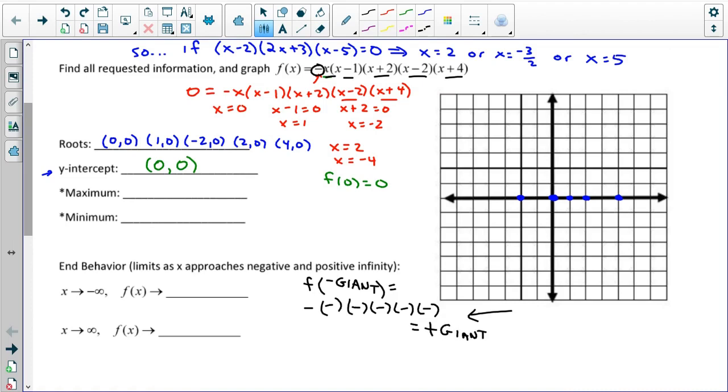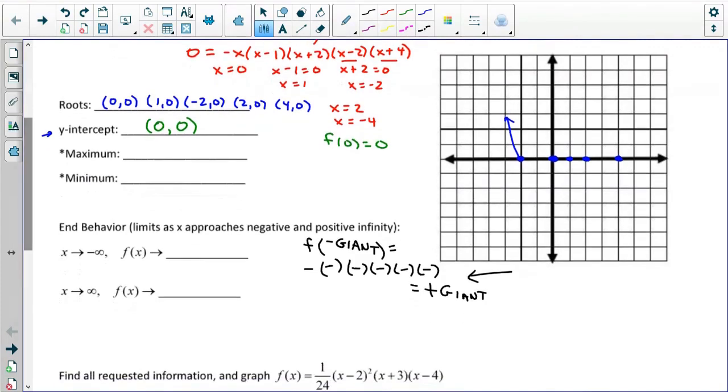So as I look at the graph, as x goes to the left forever, my function is going to get positive, bigger in the y direction. So that is how my graph is going to go forever and ever and ever as x goes to the left.